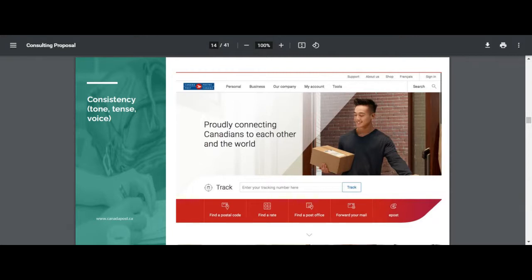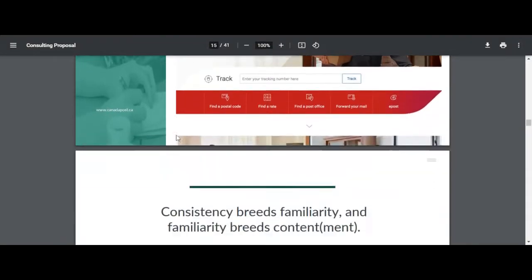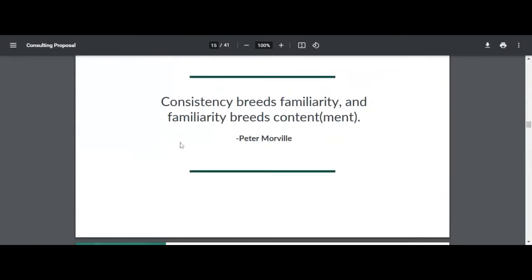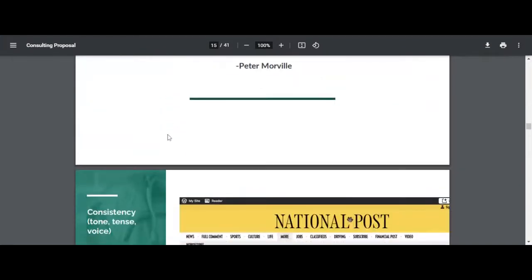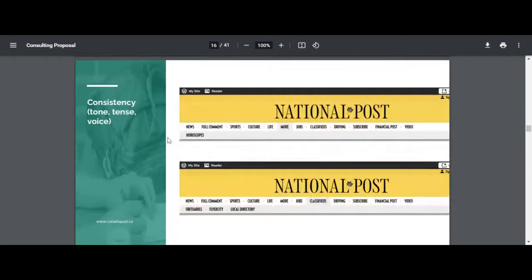So in terms of findability, they've made a conscious decision of showing these five items in the red bar, and they're using words that are really descriptive. Instead of just saying postal code, they're saying find a postal code. Instead of saying rate, they're saying find a rate, find a post office, as opposed to just saying post office, right? So action verbs as well. And I will say it's very consistent. Consistency breeds familiarity, and familiarity breeds contentment. Peter Morville, this is from the book.